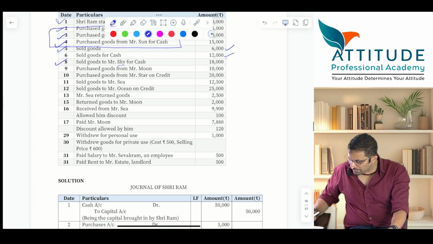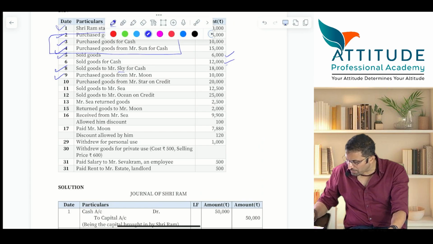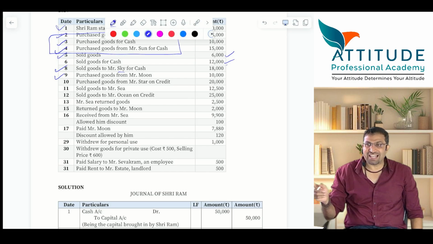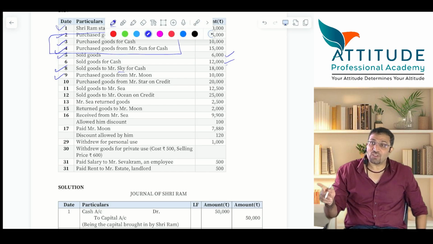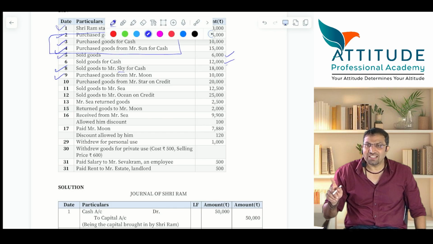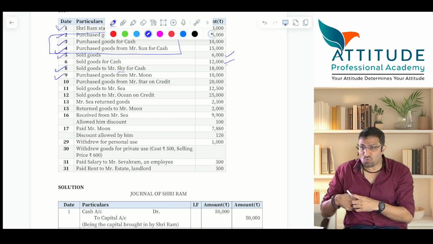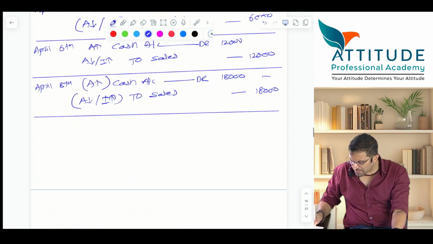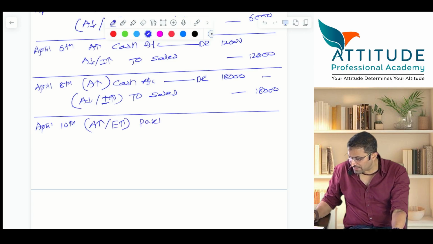Okay, sir. 9th one. Now, this is interesting. Purchased goods from Mr. Moon. Name is given, but whether it is cash or credit is not given. Then it is always on credit. So you have purchased the goods on credit. What did you get? You are getting the goods. Goods are assets, assets increase. Or when you are purchasing, you can also say expenses increasing. Purchases account debit 20,000.